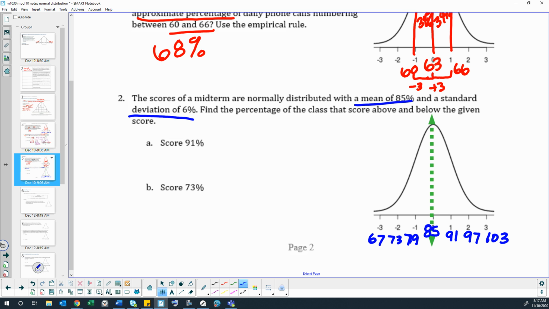All right, let's look at what we're trying to figure out. Find the percentage of the class that scored above and below the given score. Okay, so we want both above and below. So, students that scored above 91% would be in here.